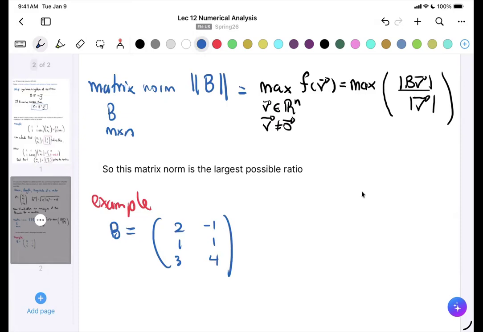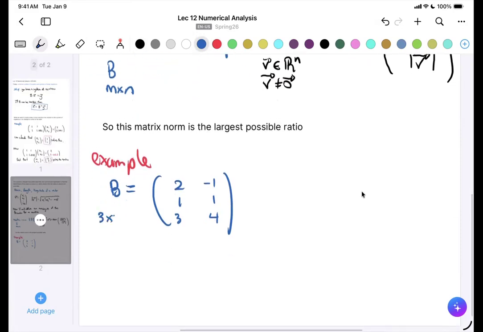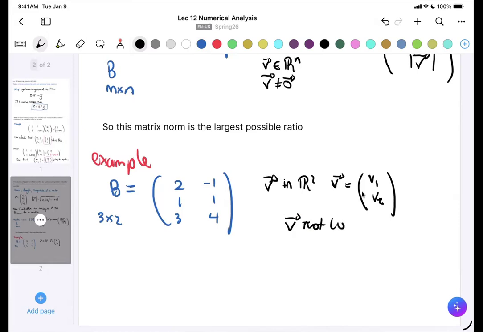So what I'm saying is that you take a vector. This is a 3 by 2 matrix, right? So you take a vector in R2. I'll write v as (v1, v2). The only restriction that I have is that this vector cannot be the zero vector. That's the only condition, that you cannot have both of its entries simultaneously zero. So v is not (0, 0).